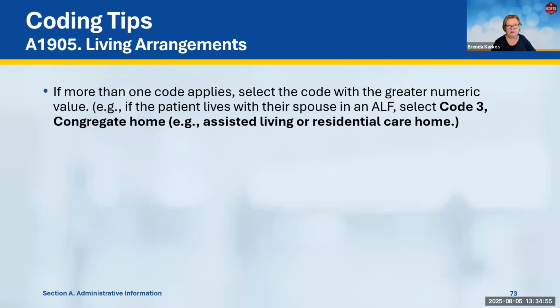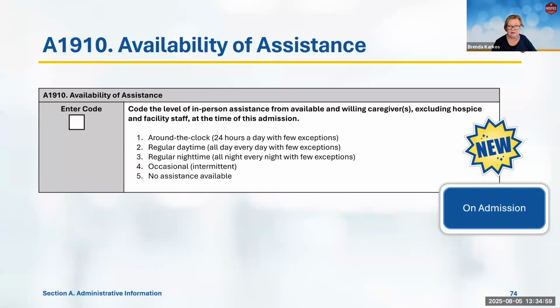Another new item is A1910, the availability of assistance, and it's asking about the level of in-person assistance the patient has from available and willing caregivers at the time of admission. This assistance is asking specifically about able and willing caregivers, and it does exclude any hospice or facility staff, so it would only be collected on admission, even if something was to change throughout the hospice stay.